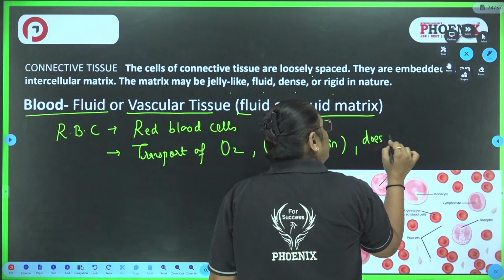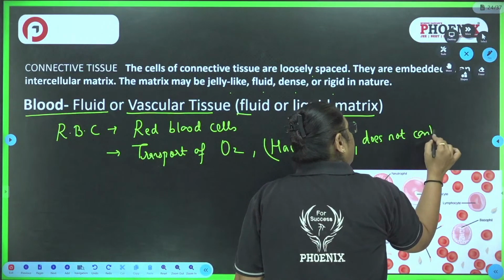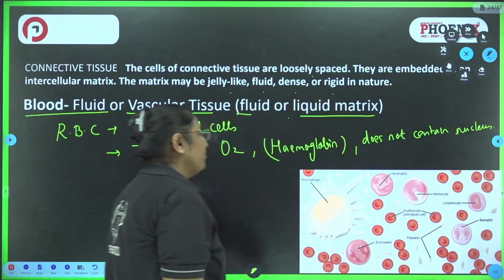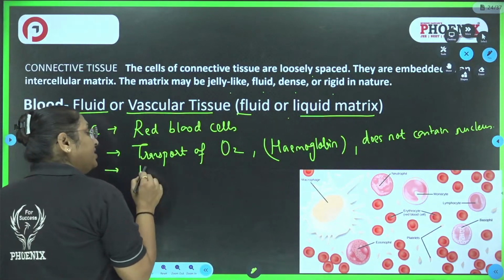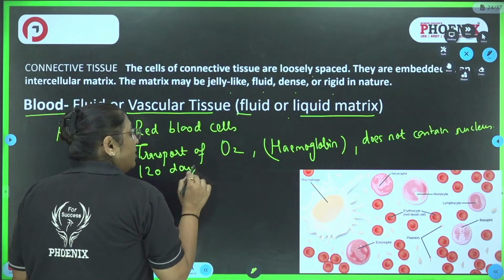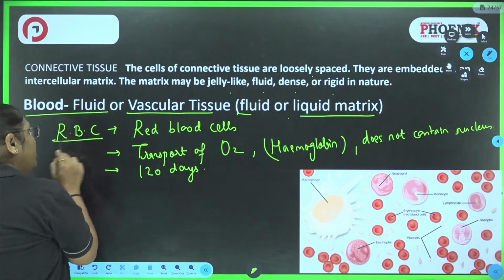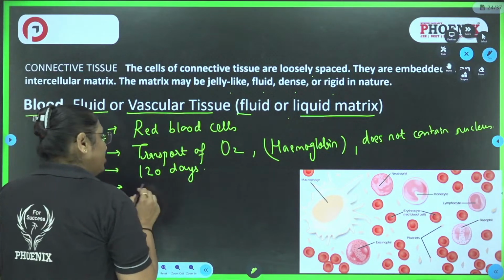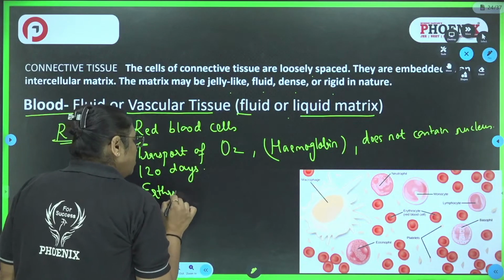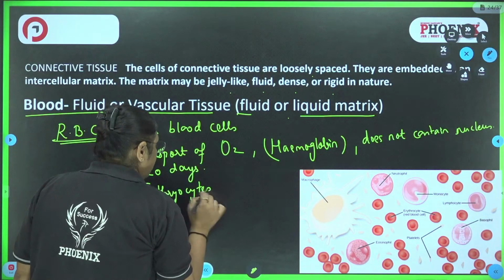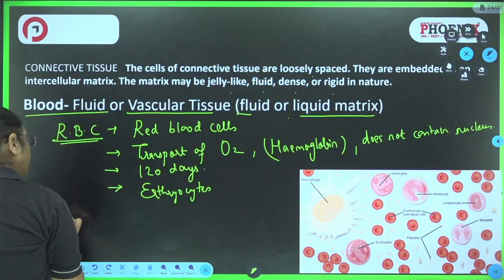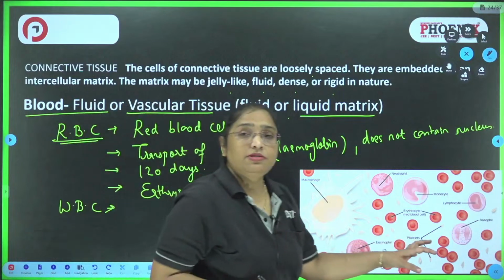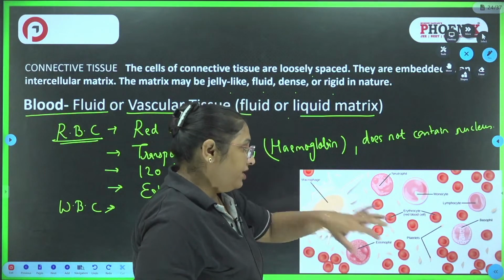Also, RBC is a cell which does not contain a nucleus, and RBC's lifespan is 120 days. This is one type of cell which is present in the blood. Red blood cells are also known as erythrocytes. Second is WBC. WBCs are the cells which help in fighting infections.